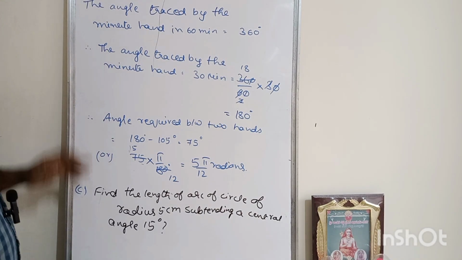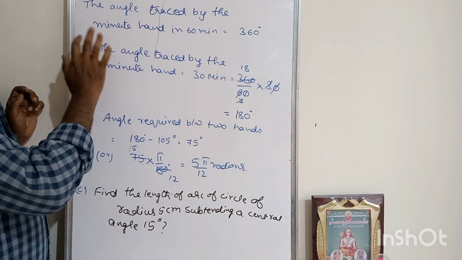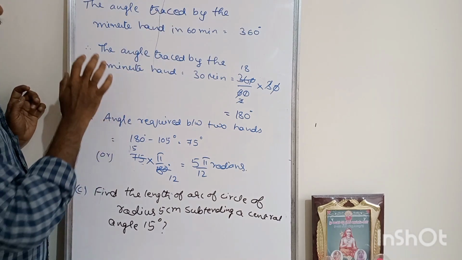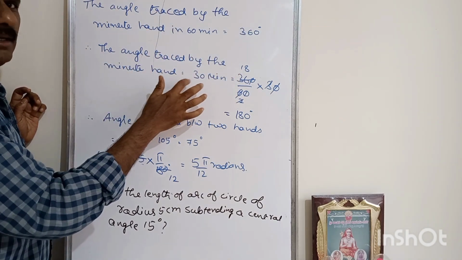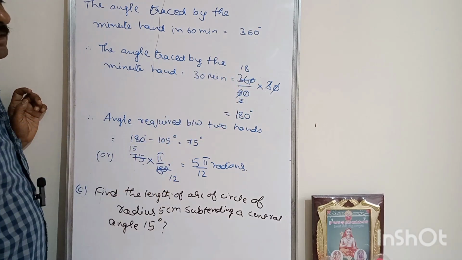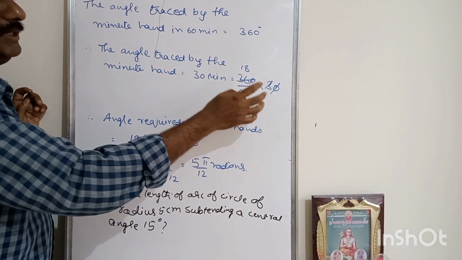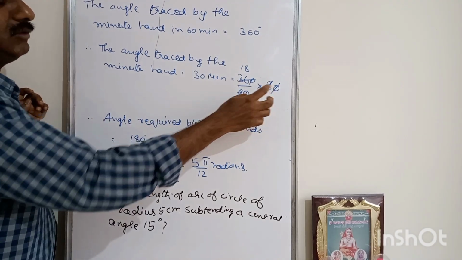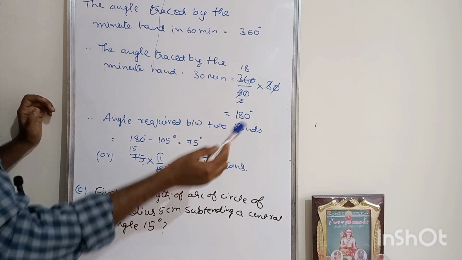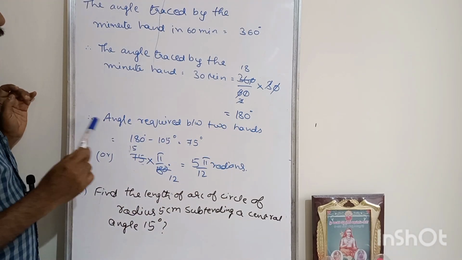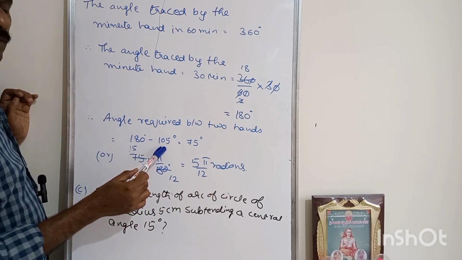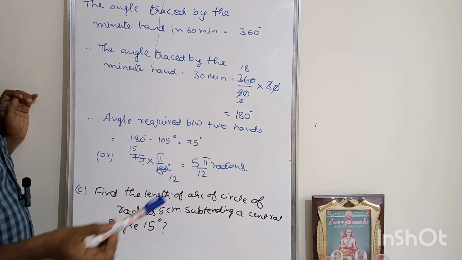So, continuing, the angle traced by the minute hand in 60 minutes is 360 degrees. Therefore, the angle traced by the minute hand in 30 minutes is equal to 360 by 60 into 30 degrees. The zero gets cancelled, 3 ones are 3, 3 twos are 6, 180. Therefore, the answer is 180 degrees. Therefore, the angle between the two hands is 180 degrees minus 105 degrees, that is equal to 75 degrees.